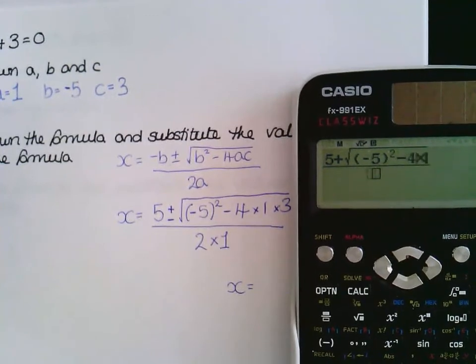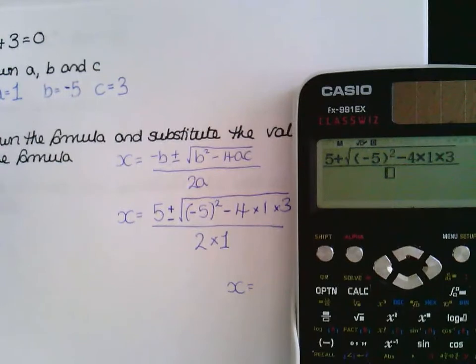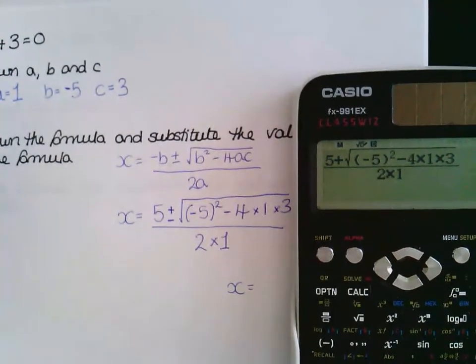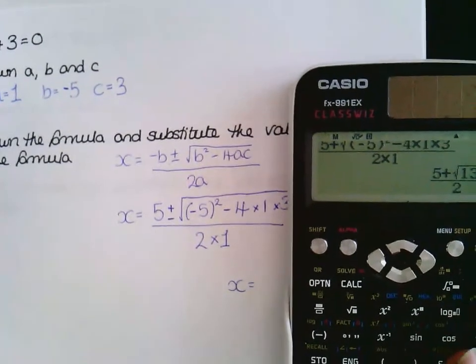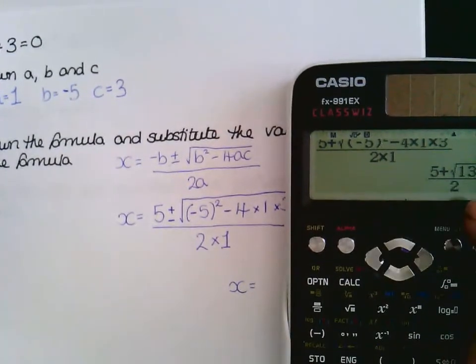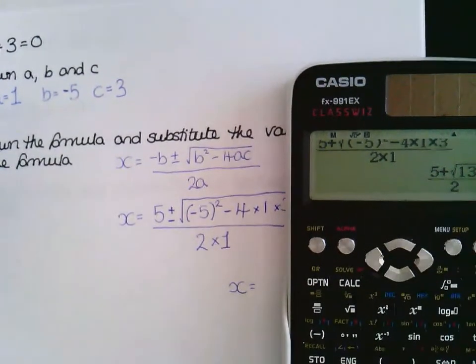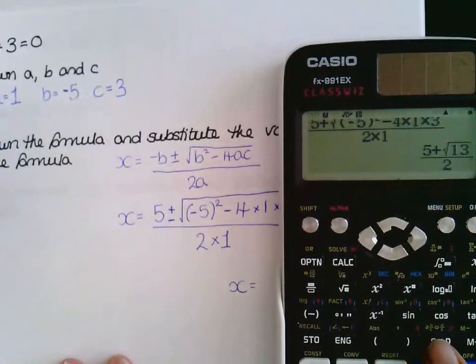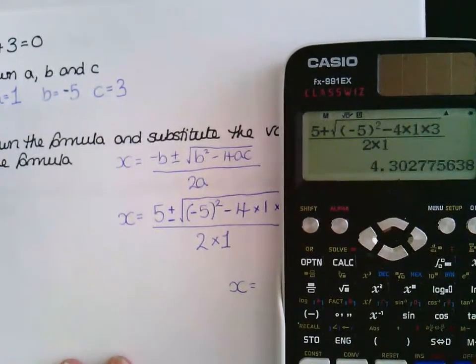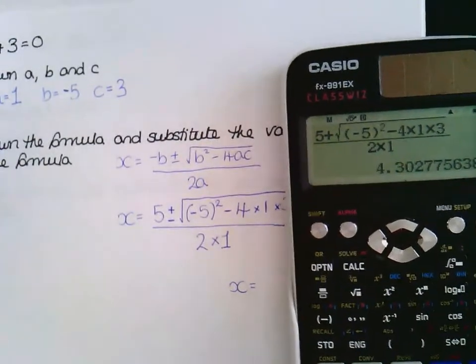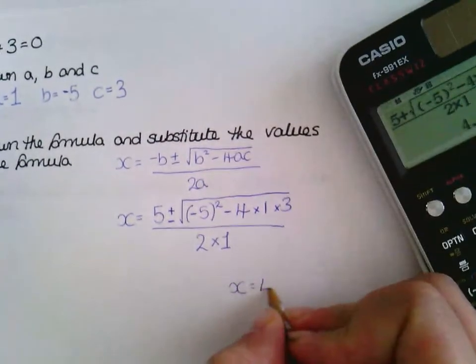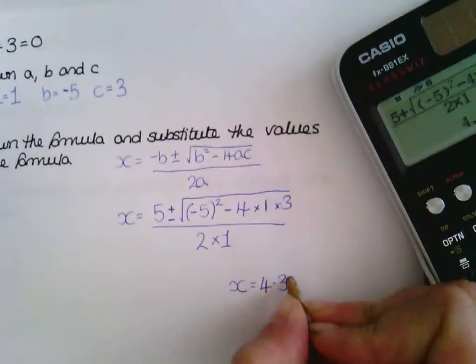Minus 4 times 1 times 3. And at the bottom, 2 times 1. And I'm going to push equals. Now, it will often give your answer as a fraction, but if you remember to switch it to a decimal, we have this S to D button. I'm going to press that now. The answer was, to 2 decimal places, 4.30.